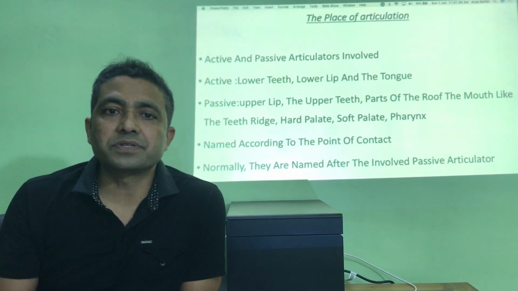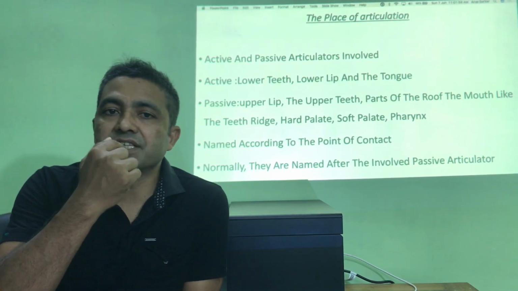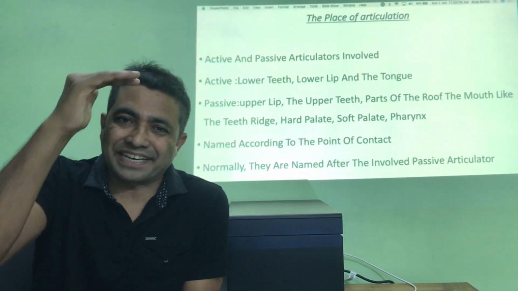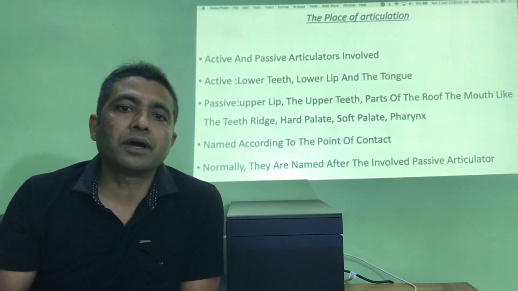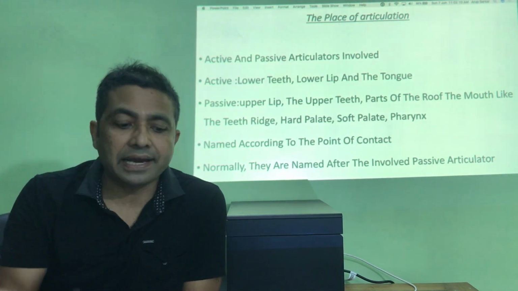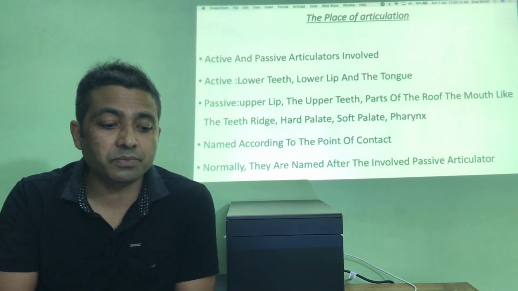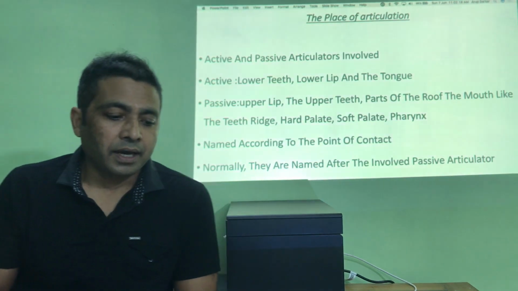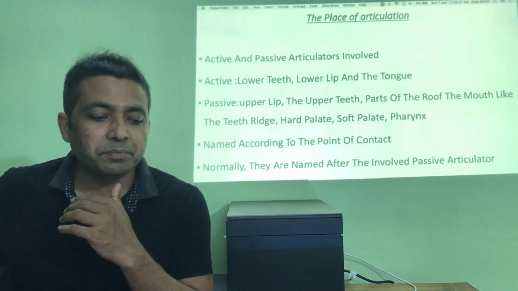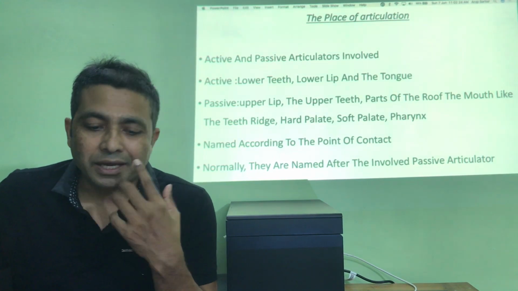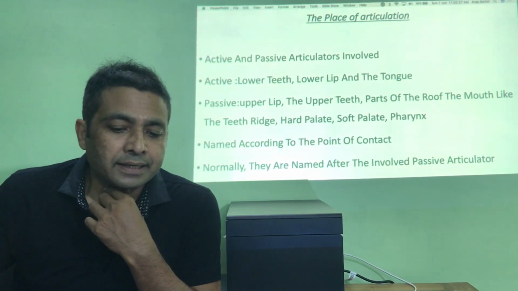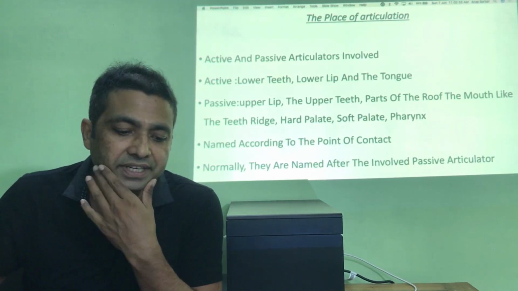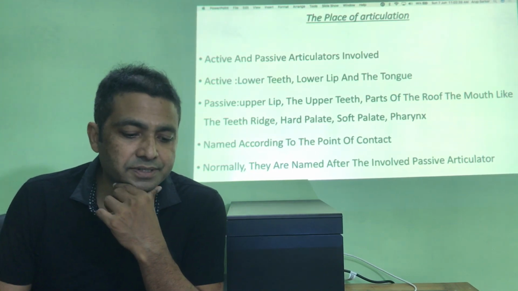For example, when you say t, the tip of the tongue is reaching to the teeth ridge, and the teeth ridge is static there. So the teeth ridge is the passive articulator, and the tip of the tongue is the active articulator. Normally the active articulators are the lower teeth, lower lip, and the tongue. And the passive articulators are mostly in the upper part: upper lip, upper teeth, and part of the roof, the teeth ridge, hard palate or soft palate, or the pharynx.